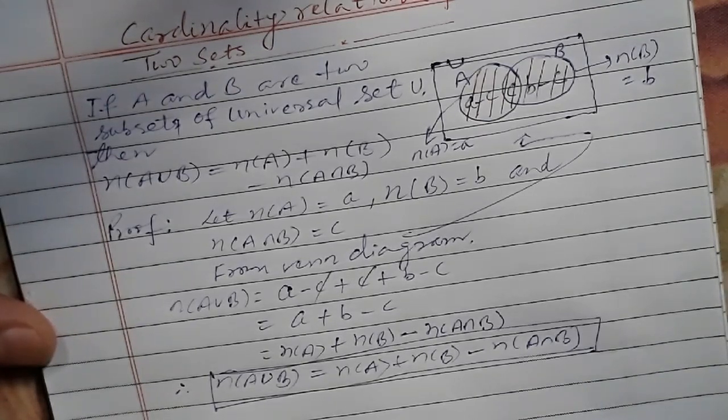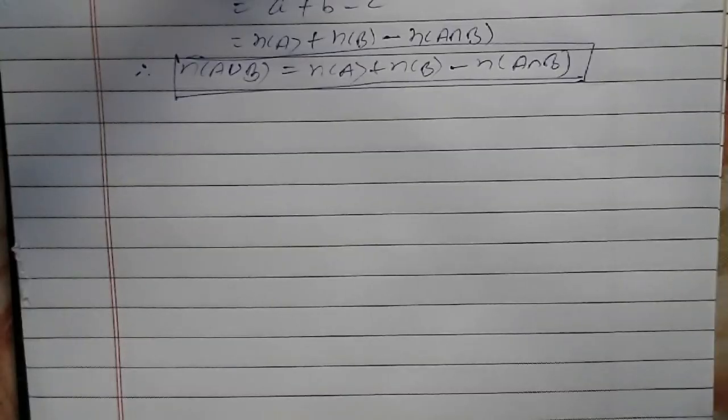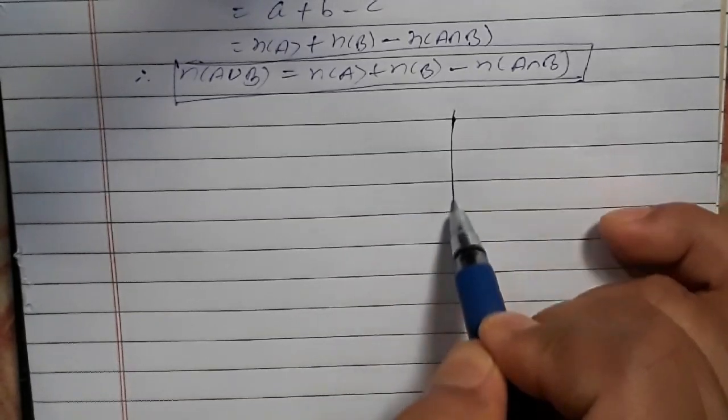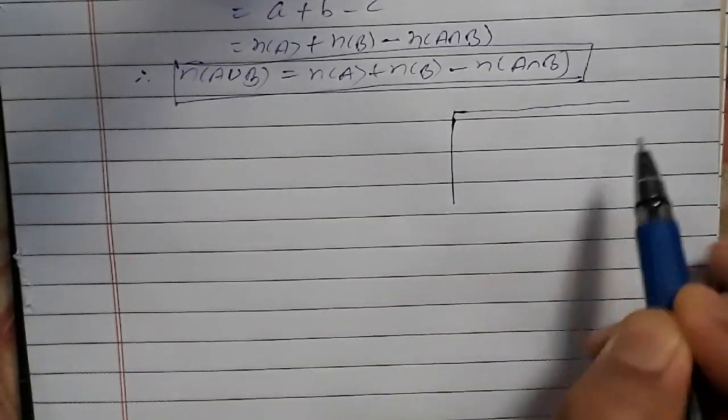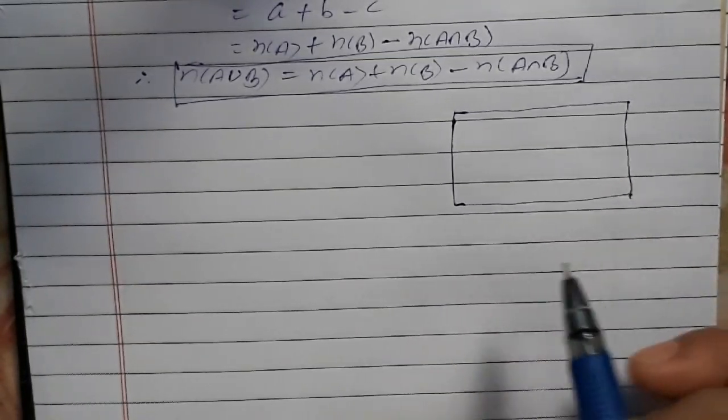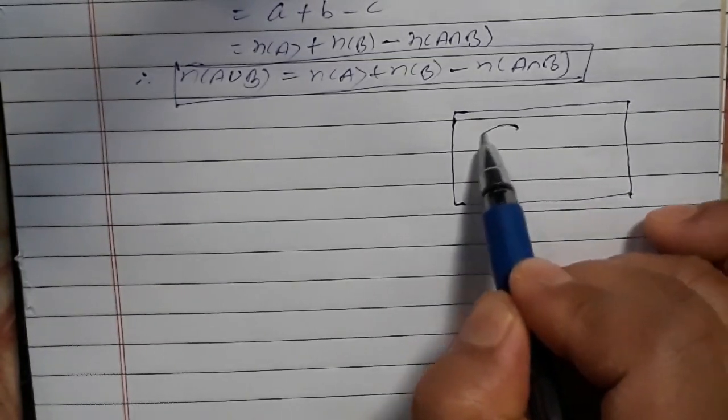From this we can generate many formulas. I'll show that also. I'm making a Venn diagram once again, because almost all formulas you can derive from the Venn diagram.